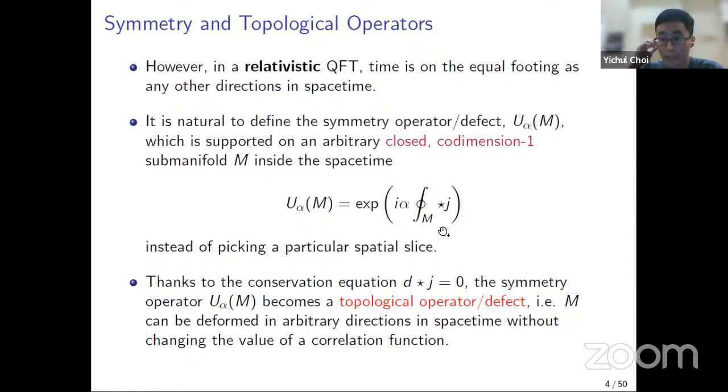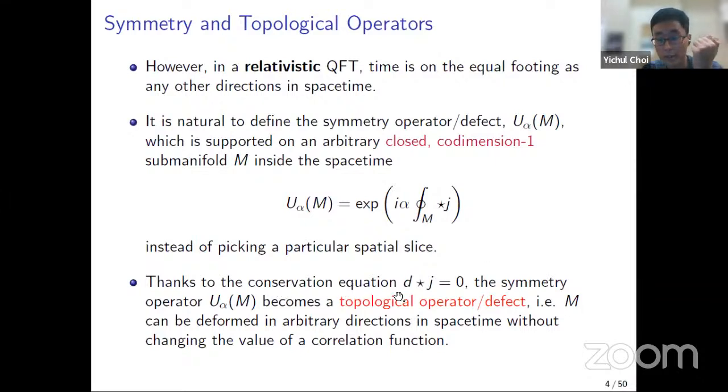If this M is a spatial slice, then this U alpha of M is an operator acting in the Hilbert space. If M extends along the time direction, then this is a defect in your theory, which changes the Hilbert space and then the quantization of the theory. And since I'm building a relativistic QFT, I will use the terms operator and defect interchangeably.